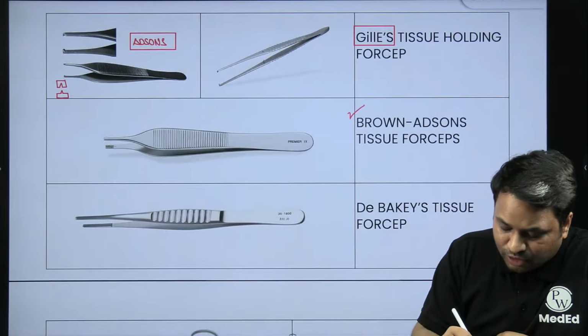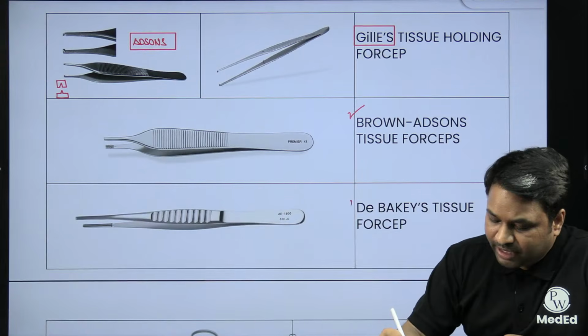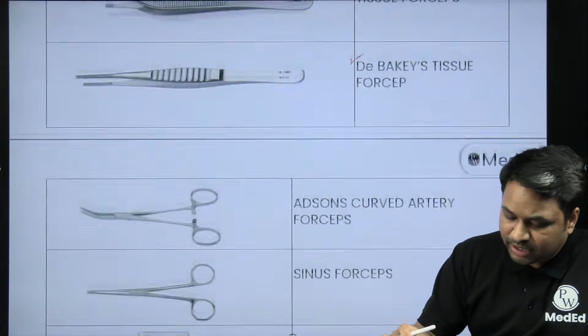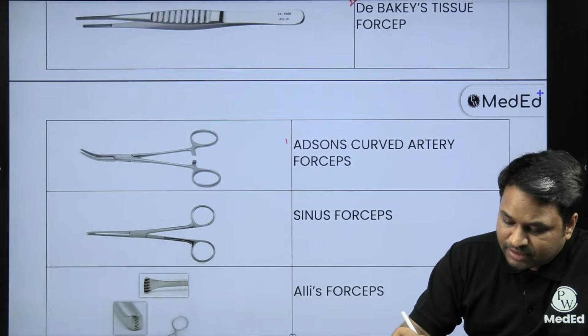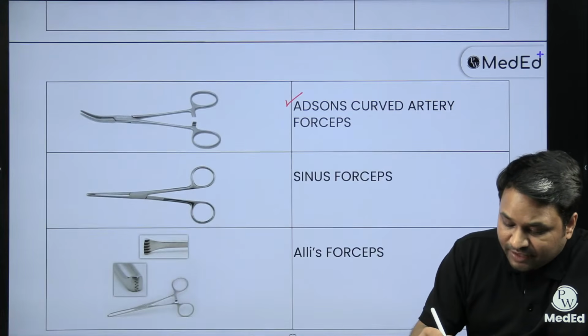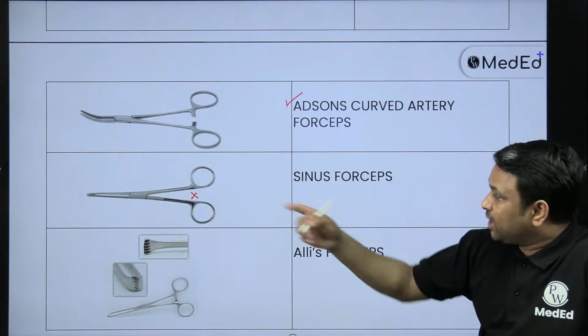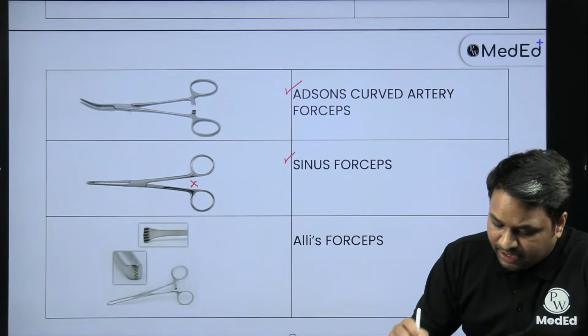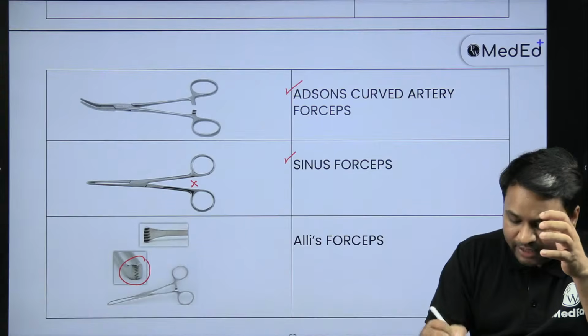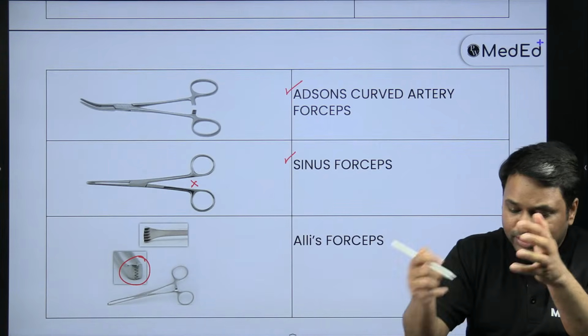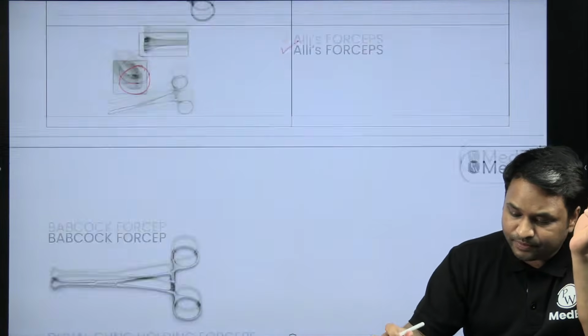If it is atraumatic, with no tooth and no jaw, then it is your DeBakey. If it is curved in this manner, it is an Adson's curved artery forceps. If there is no ratchet, it's your sinus forceps. If you look at the tip end of it, it appears as if the fingers are meeting with each other. This is called Allis forceps.